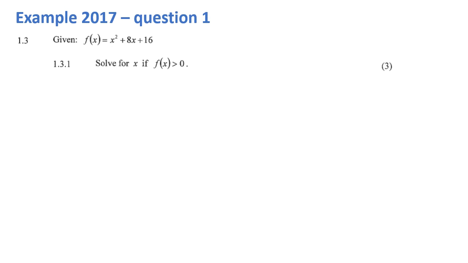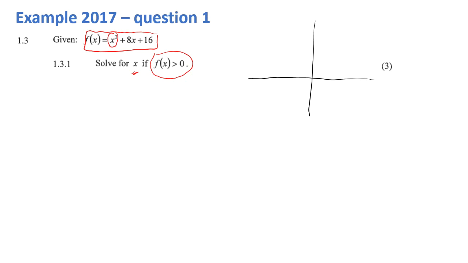Okie dokie. Now, in the next example, we're given a function. By inspection, we already know that this is a parabola. And we have to calculate values for x for which the function values are positive. So, hypothetically speaking, and I don't know exactly the details of this, this is my x-axis and this is my f(x).